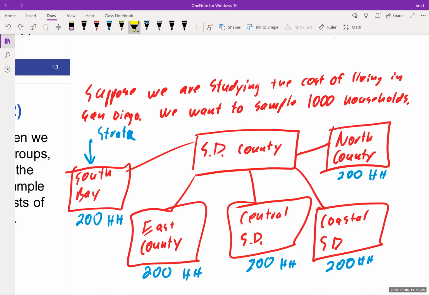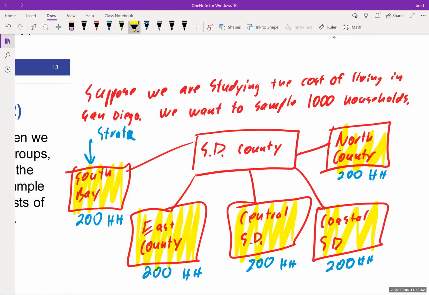Because now we're taking 200 from every single one of my strata. That means all of them are going to have representatives. And then I'm going to randomly choose 200 from here, 200 from here, and 200, 200, and 200. So I'm still going to get my 1,000, okay? And now I have a good sample from every single area of San Diego County.